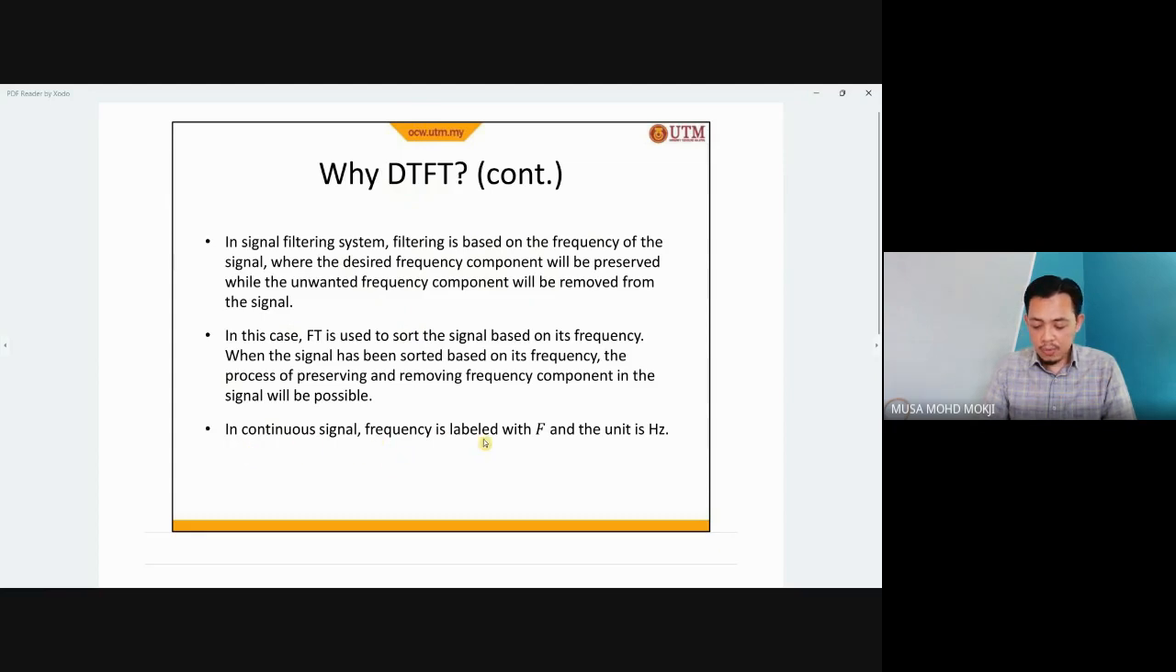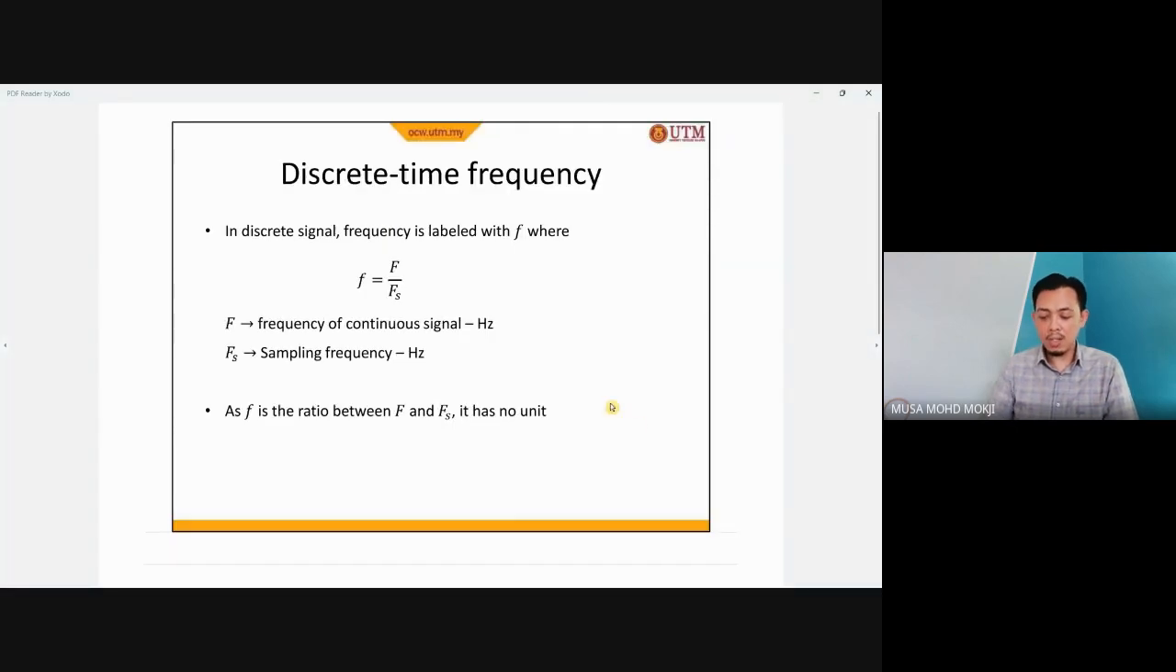In a continuous signal, frequency is labeled as capital F and the unit is Hertz. We discussed this in our previous class. Then we have the small f, which is the ratio of F and Fs, with no units. Sometimes we call it the normalized frequency, because the range is from 0 to 1. Anything in maths that has a range from 0 to 1, we call it a normalized value.